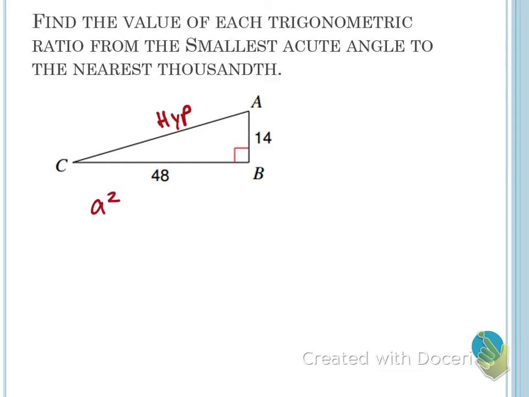So I'm going to do a squared plus b squared equals c squared. The hypotenuse is missing. Which letter is that going to be? C. You can call it C still, or you can call it X. It doesn't really matter. We don't know it. And then 48 squared plus 14 squared. If you have a scientific calculator, you can actually type in that whole statement, 48 squared plus 14 squared, and it'll tell you the answer.